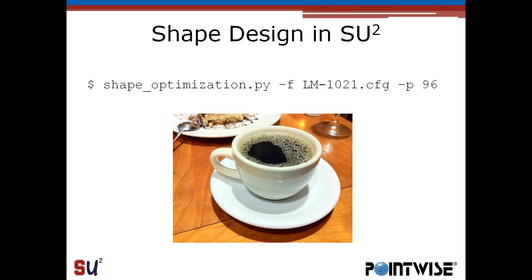So now that we've talked about all the pieces, we're going to come back and you're going to make that call to shape_optimization.py, and we're going to feed it in the config file that we've prepared, and we're going to run it on 96 cores. And this process is going to take a little time, so you have time to step out and get a cup of coffee. We encourage you to pull down the Lockheed Martin file, the lm1021.cfg, and look through some of the options. We just don't have time today to go through all the specifics.